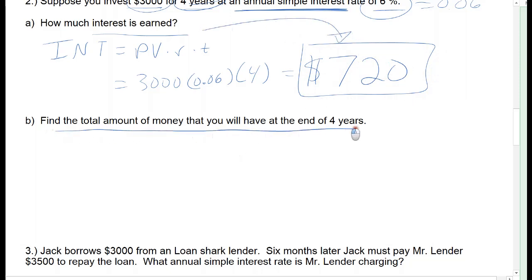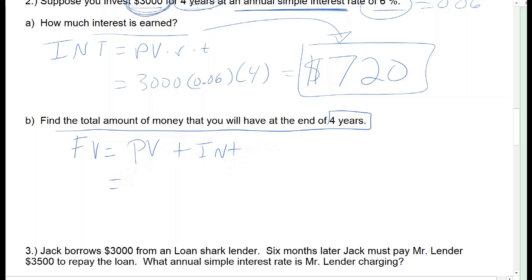Now, find the total amount of money you'll have at the end of the 4 years. This would technically be future value. You could plug it in the future value formula, and if you want to play around with the future value formula, you can. But in this case, you don't have to. It's one of those work smarter, not harder examples. Future value is just the present value plus the interest.